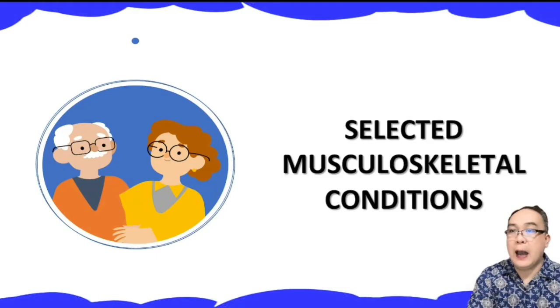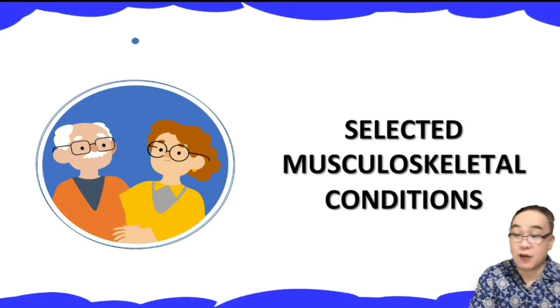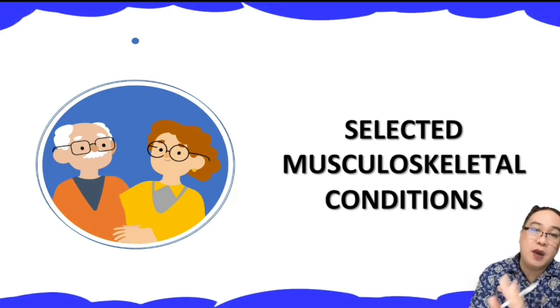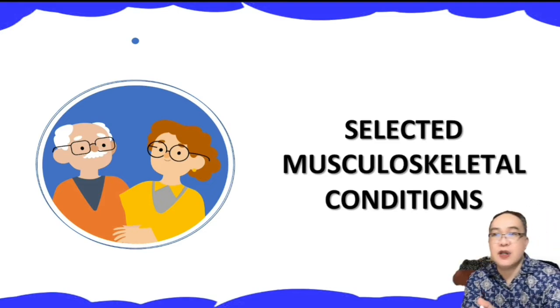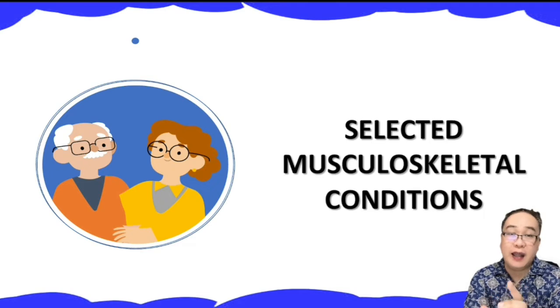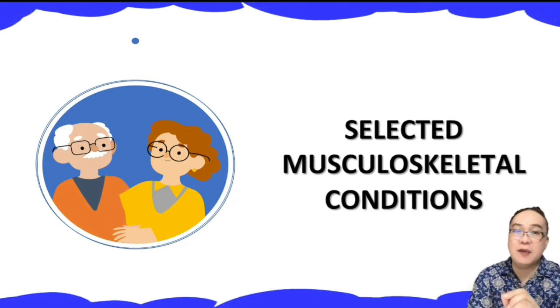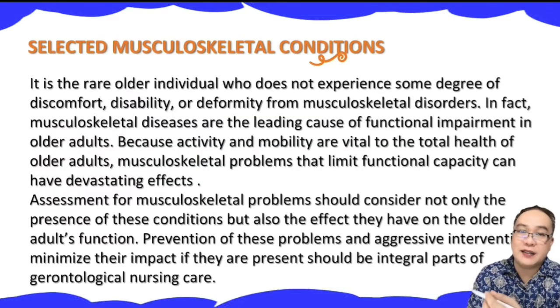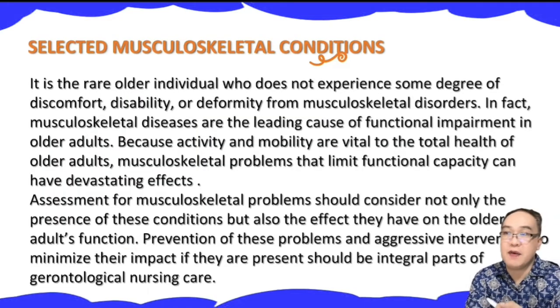So let's proceed on the selected musculoskeletal conditions. On the selected musculoskeletal conditions, of course, we'll be talking in here about your concerns in rheumatoid arthritis, osteoarthritis, and the gout that we have. You have fractures also as common conditions or accidents that your client used to experience.